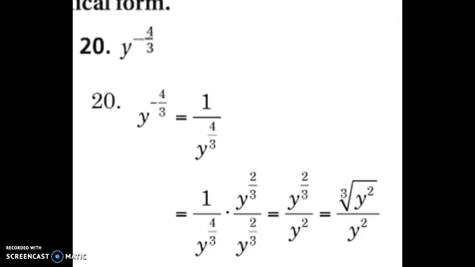In problem 20, I'm going to write in radical form. I have y to the negative 4/3. So if I have a negative exponent, it means change locations. So that means I'm going to have 1 over y to the 4/3. Now it's positive. So I can't have a radical in the denominator.